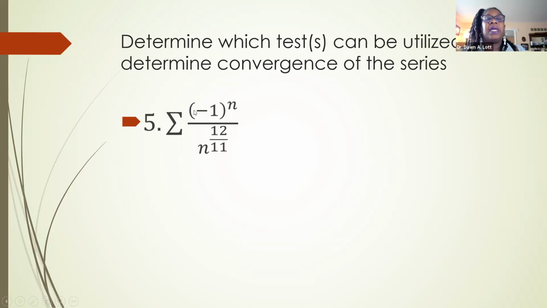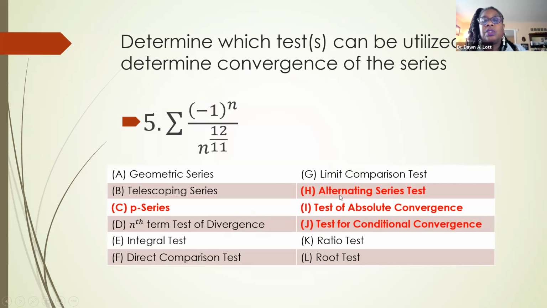If the -1 to the n wasn't there, what would it look like? P series. Good. All right, so you're going to use the alternating series test. But if you do the test for absolute convergence, you're going to be comparing it. You're going to be using the P series to get your result. So you get these four.